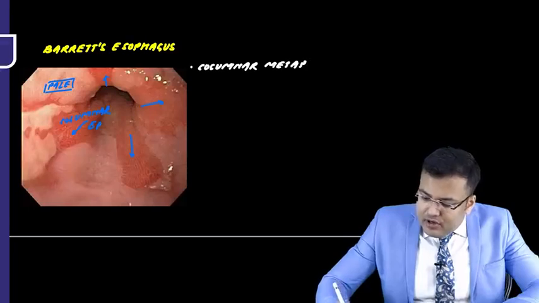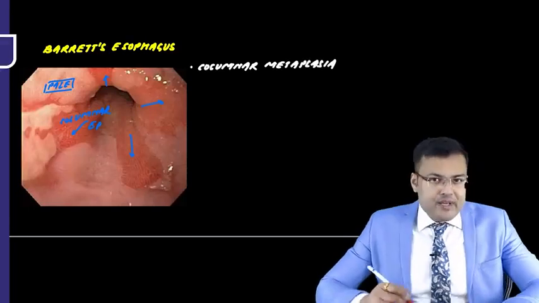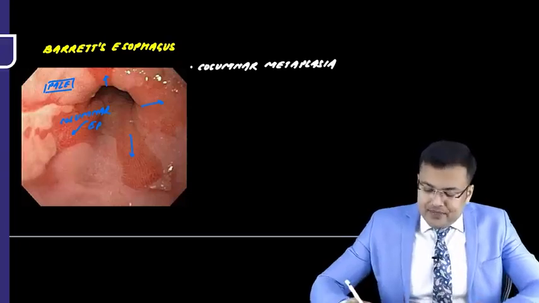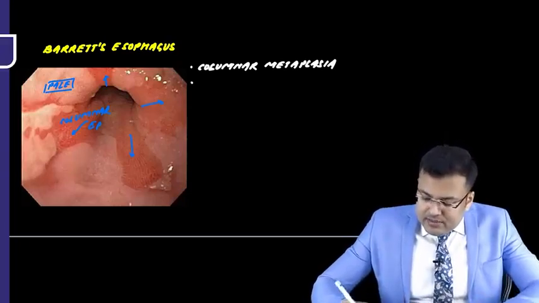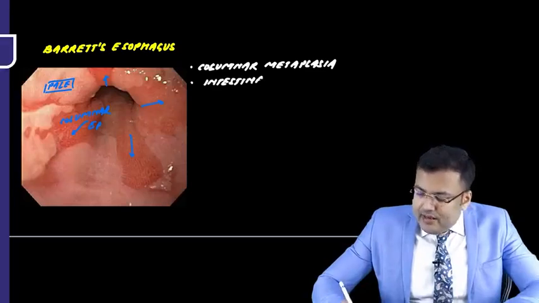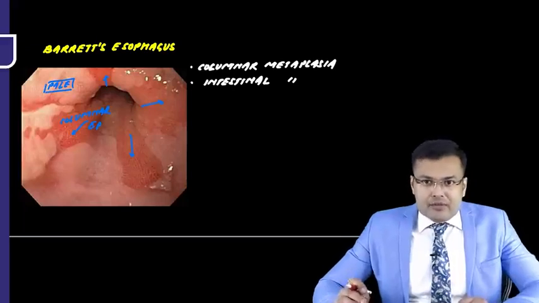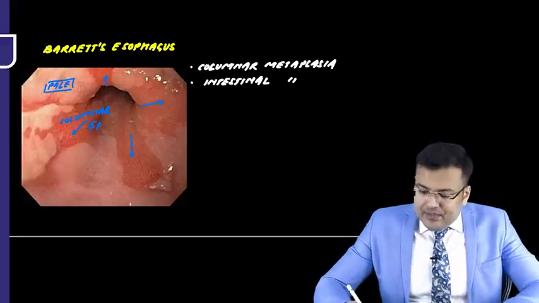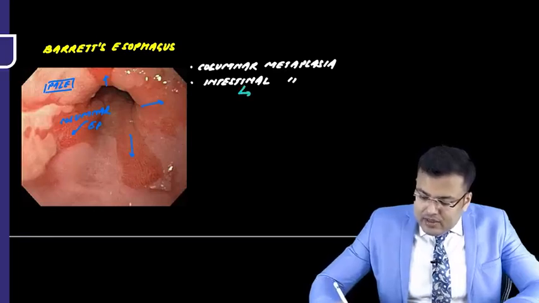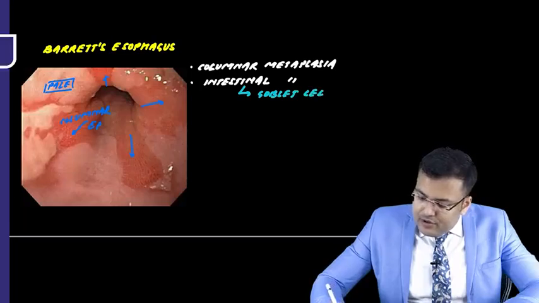What kind of columnar metaplasia is there? It is intestinal metaplasia. And in intestinal metaplasia, there is presence of goblet cells also. So intestinal metaplasia is characterized by the presence of goblet cells.